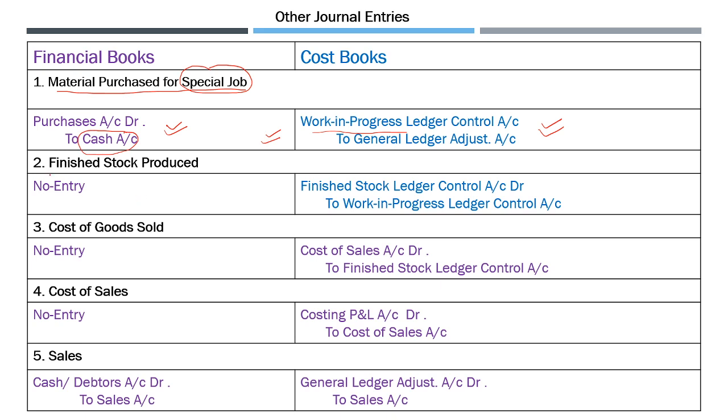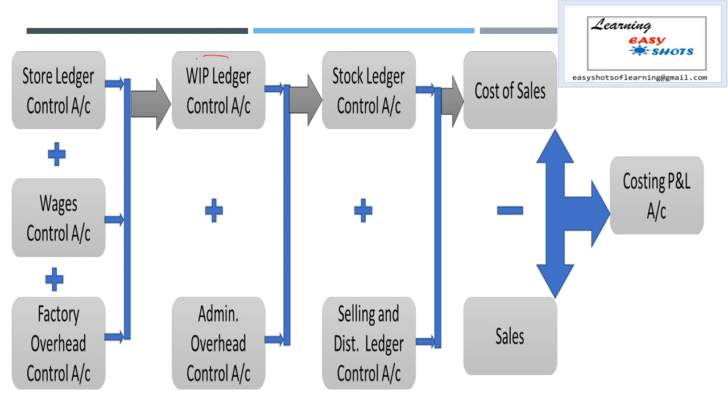Now our next transaction is finished stock produced. So the first stage of production of finished goods in the factory or the production department. And when we are talking about the production department is known by the account of WIP ledger control account. So when the finished goods are produced, they are produced in the WIP ledger control account. So when we transfer these goods to finished goods ledger control account, then finished goods ledger control account is debited and WIP ledger control account is credited in the case of finished goods produced.